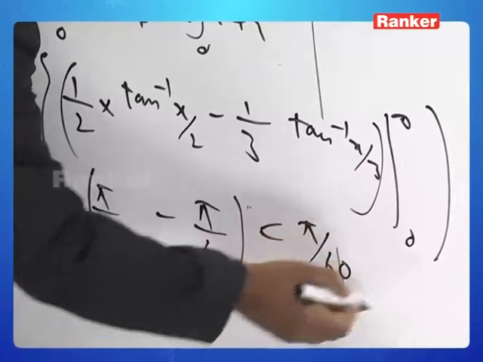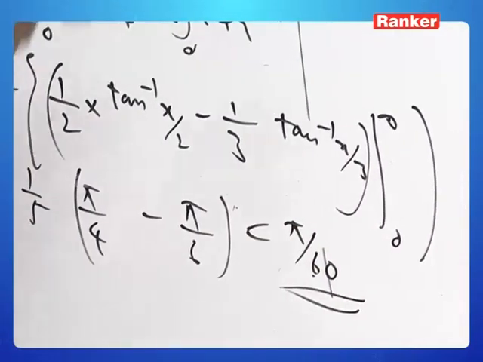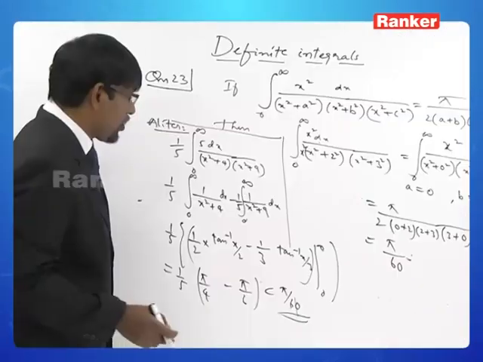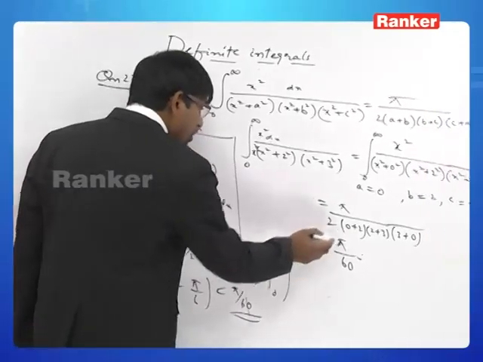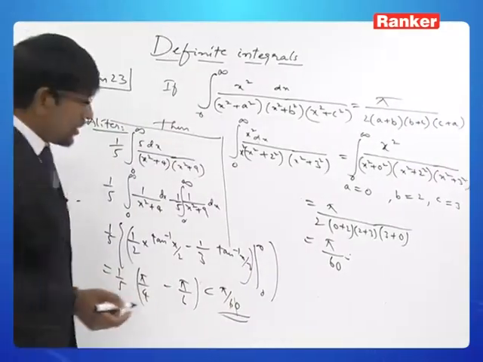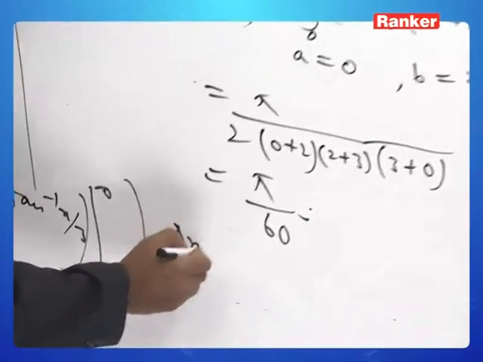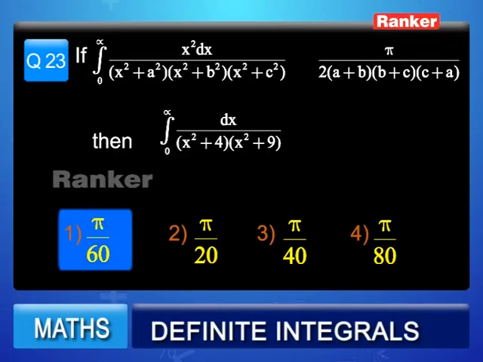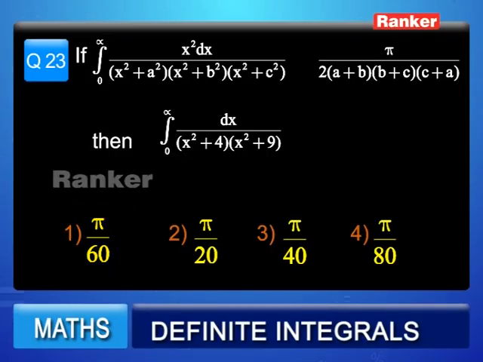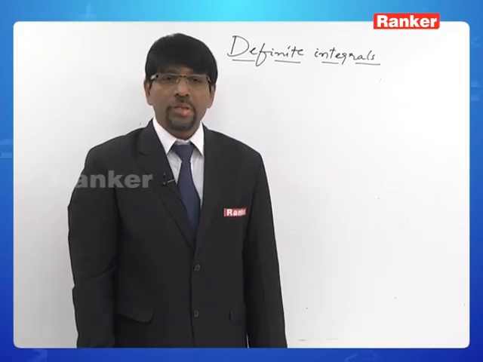60. Therefore, we could have done this way as well without using this formula. So, in either case, we have the answer as pi by 60, and that is seen in option 1. So, the answer is in option 1. So, let us move on to the next question, question number 24.